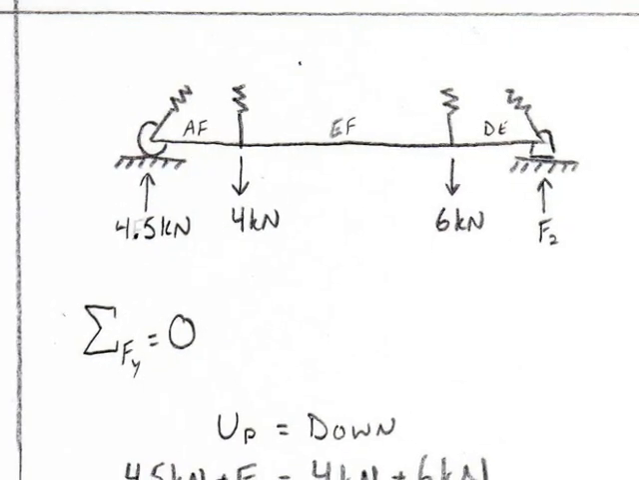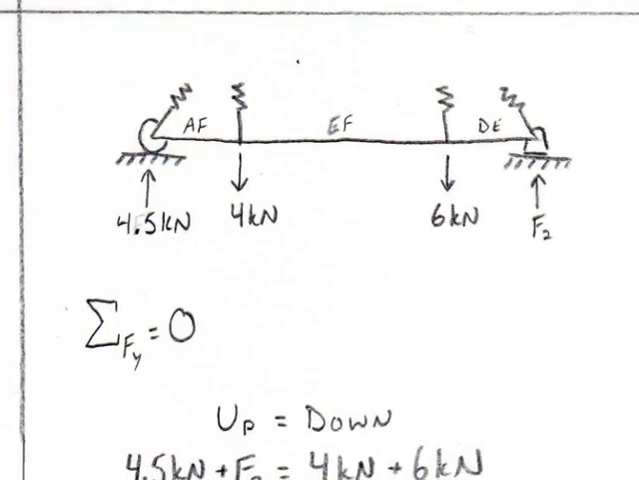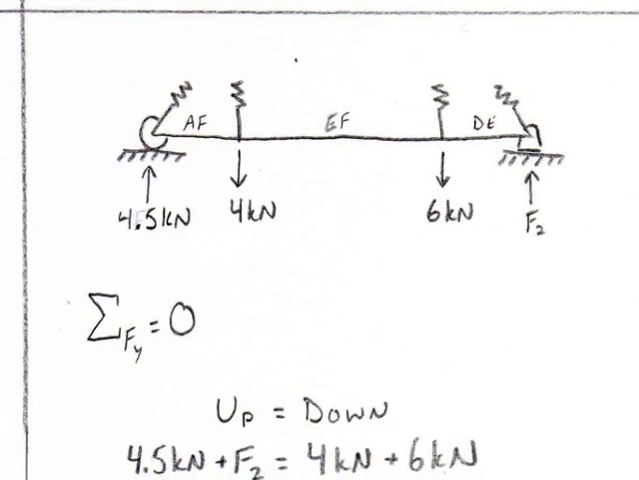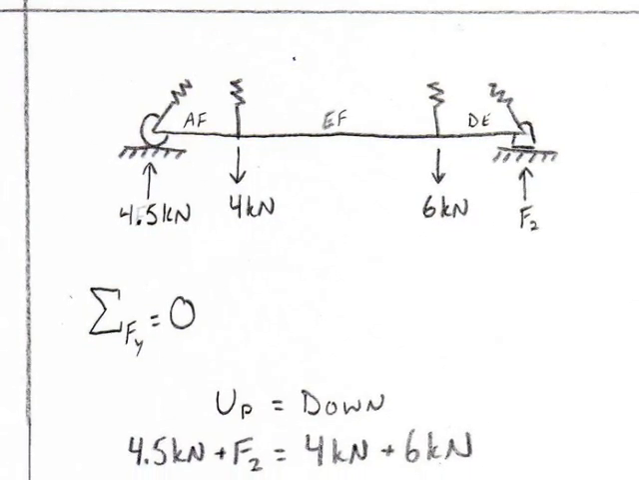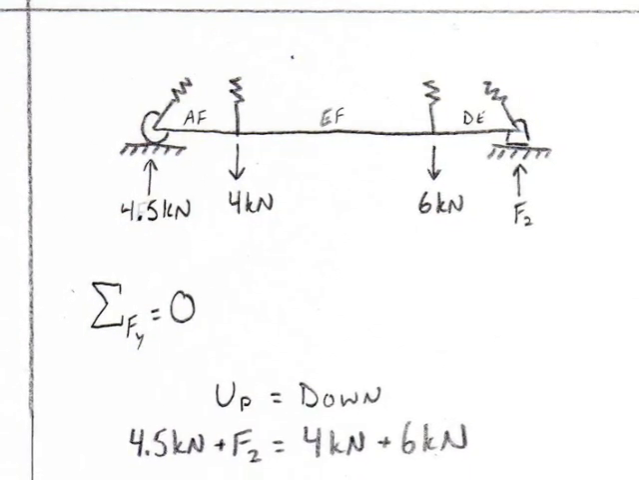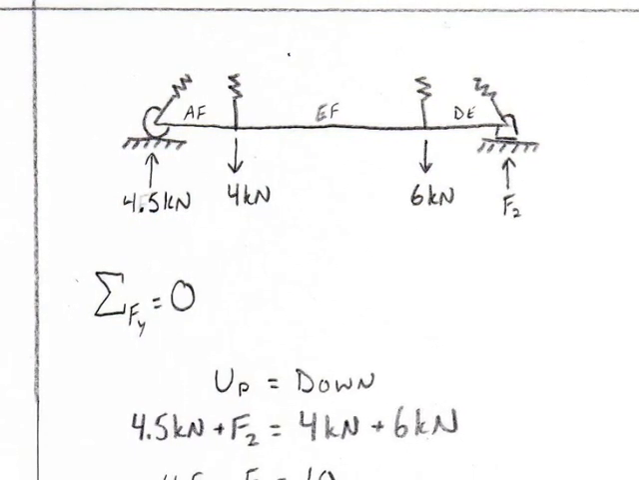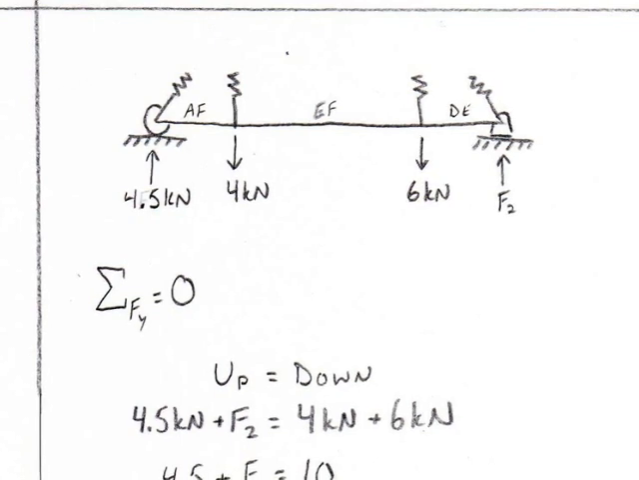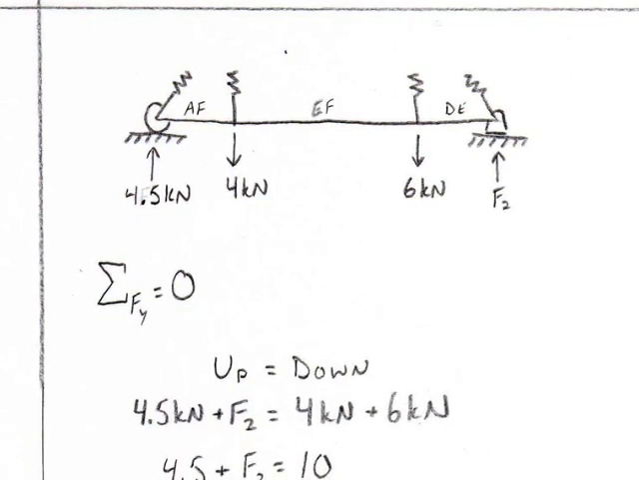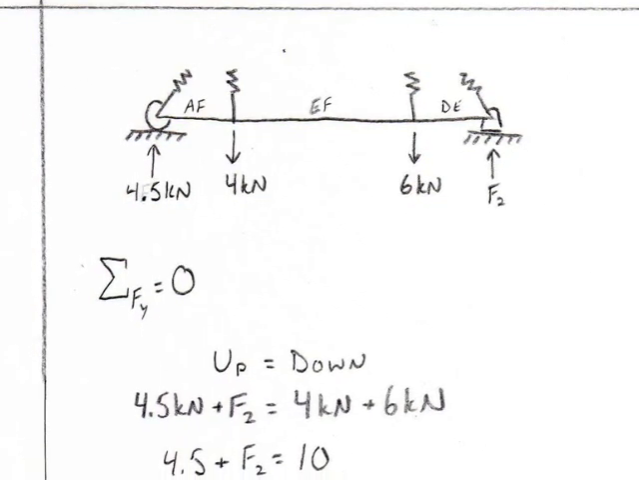Now that we figured out that F1 is equal to 4.5 kilonewtons up, we can now use the sum of all forces in the y direction equals 0 to finish this off. That's simply up equals down. We know that the 4.5 kilonewton force goes up. We know that F2 also goes up, and we just set that equal to our down forces, which is 4 kilonewtons and 6 kilonewtons.